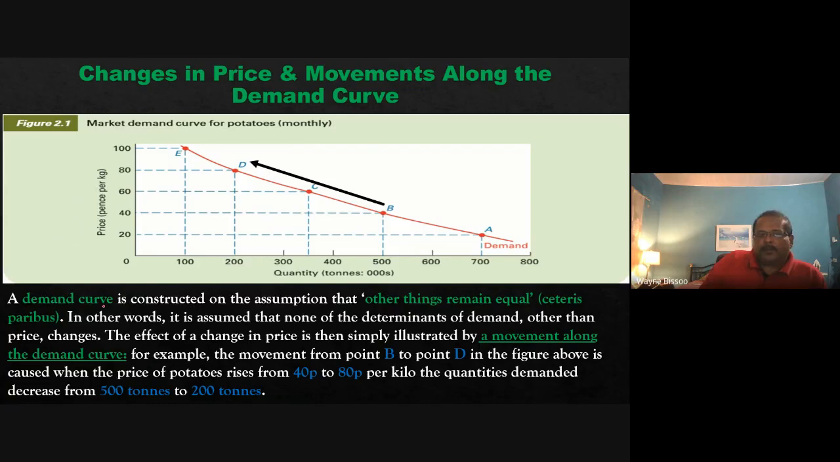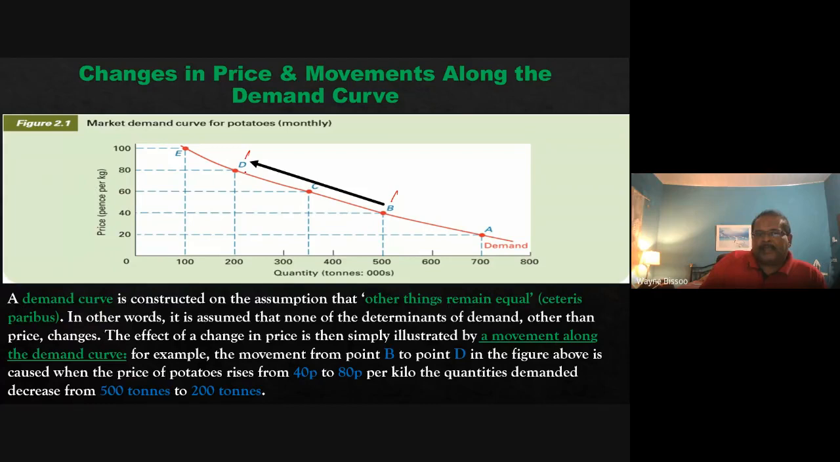So a movement along the demand curve, for example, the movement from B to D in the figure above, that's B here to D here, is caused when the price of potatoes rises from 40 pence to 80 pence. So you see from 40 to 80, we move from B to D. All right.